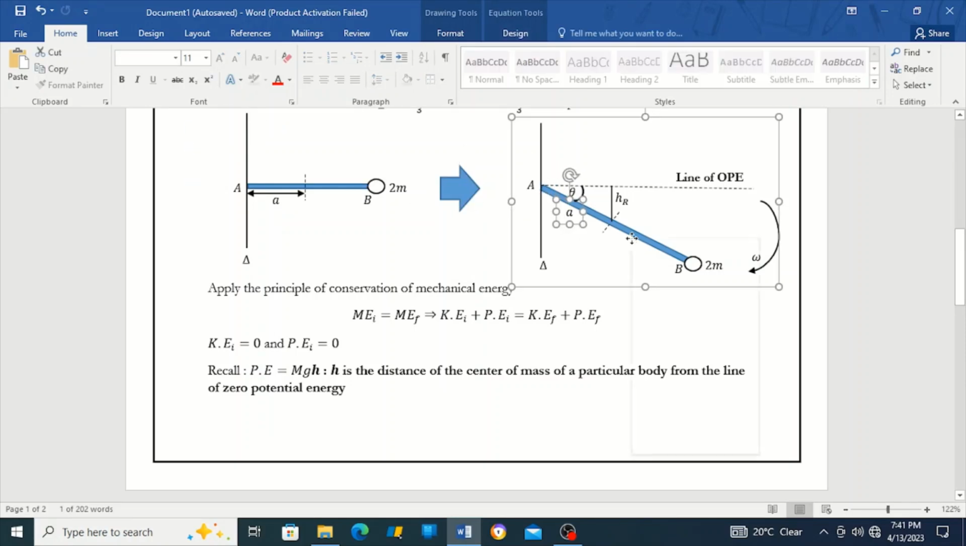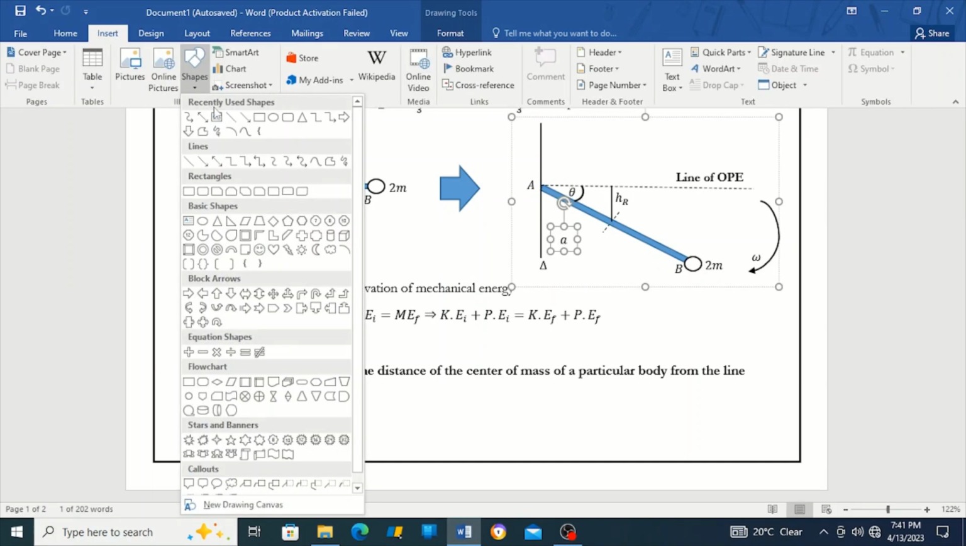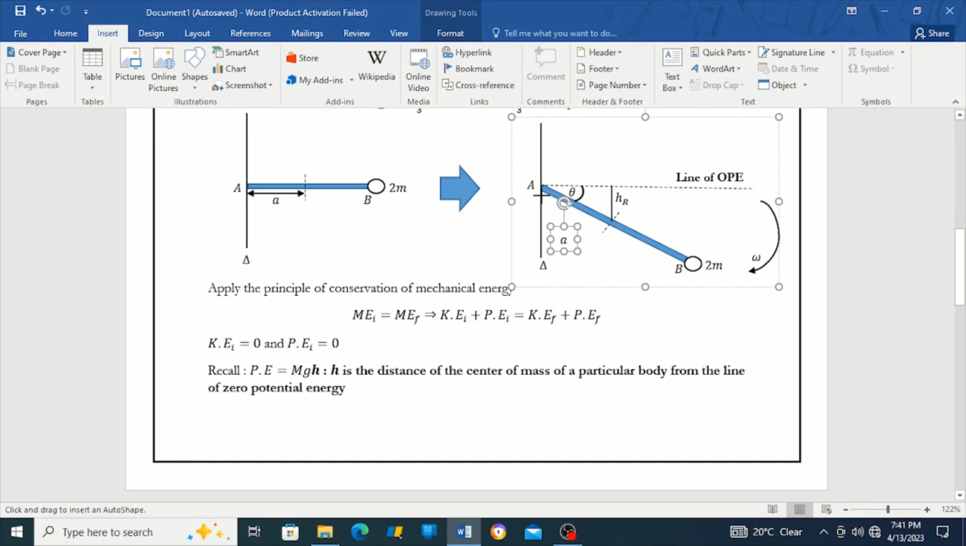Alright, now that distance being a, we need to look for the opposite. We need to look for the adjacent, because it's a right angle triangle whose hypotenuse is a, whose opposite is h arrow. So let me just indicate that this is the distance. The distance from here to here is a.